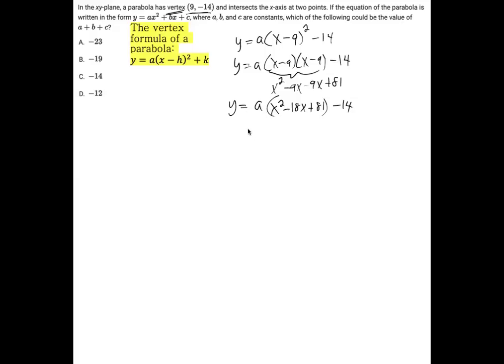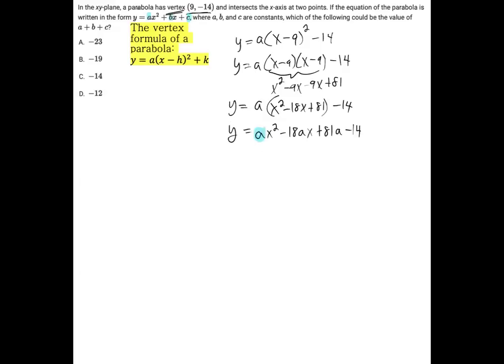Now we're distributing: ax squared minus 18ax plus 81a minus 14. So we have that right there. That's what we have so far. Now, what are the a, b, and c? The a, b, and c in an ABC standard format.